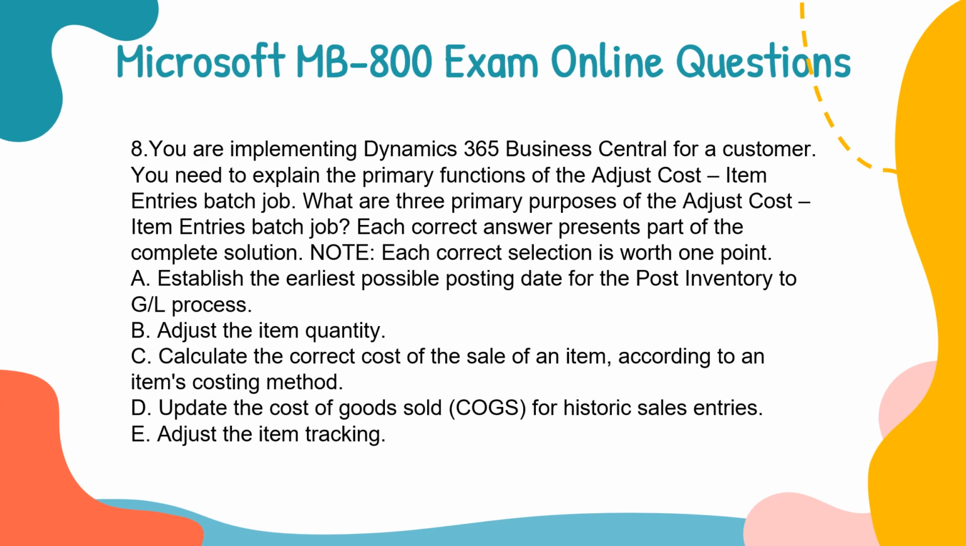A. Establish the earliest possible posting date for the post inventory to GL process. B. Adjust the item quantity. C. Calculate the correct cost of the sale of an item, according to an item's costing method. D. Update the cost of goods sold, COGS, for historic sales entries. E. Adjust the item tracking.